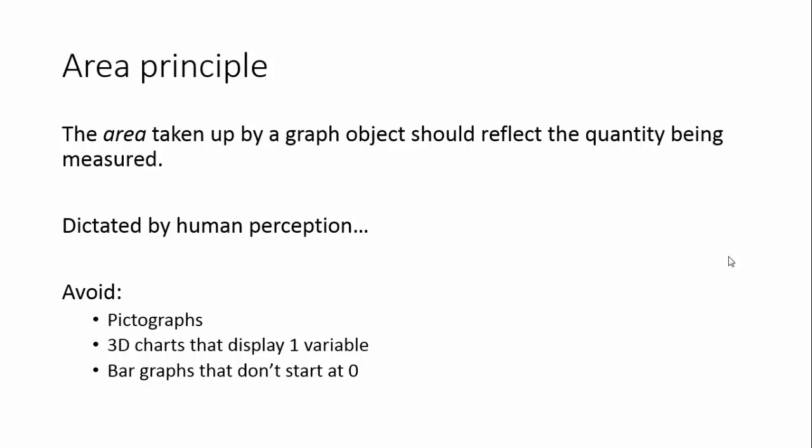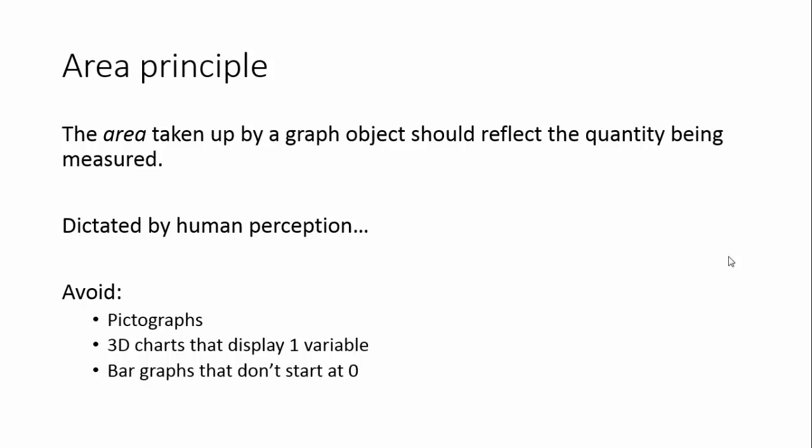Now, when I'm doing a bar graph, that means a couple of things. One is having bars that are equal width. The bars should each be the same width, and the height is the thing that adjusts. But there are also some things that I should avoid. So I'm gonna mention three: pictographs, 3D charts, and bar graphs that don't start at zero. And I'm going to show you why those are problematic.